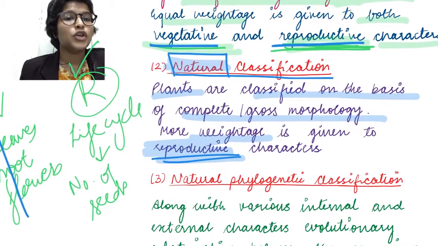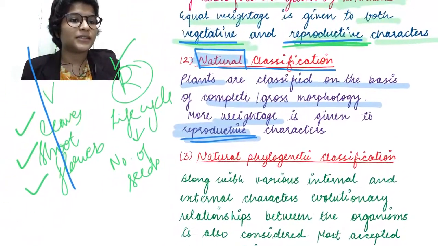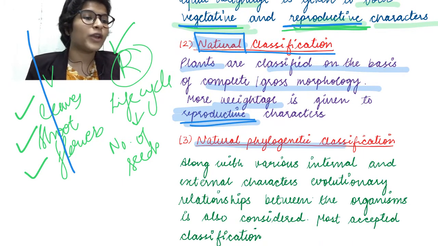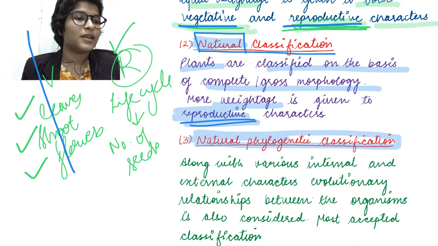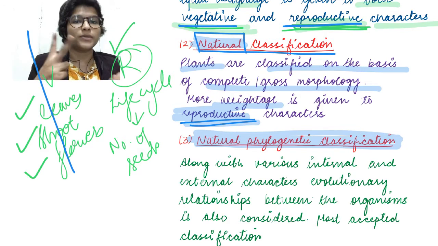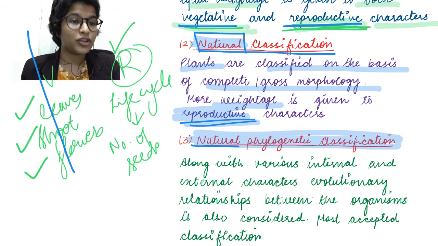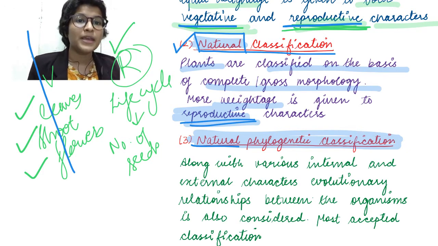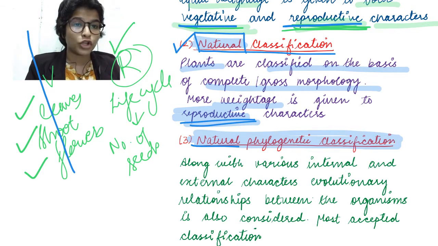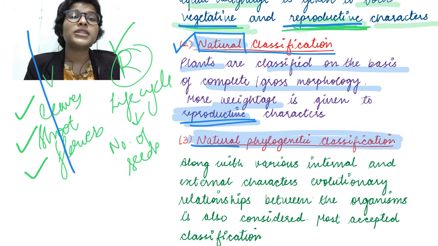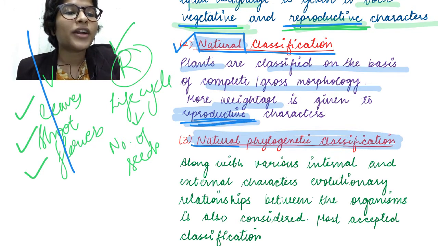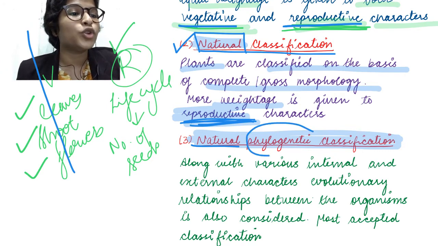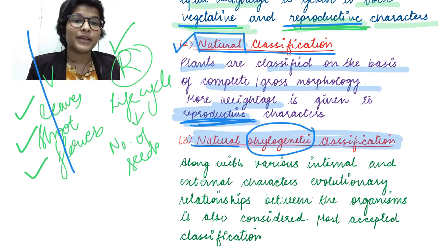Okay. So, going on to the next type of classification system, that is the natural phylogenetic classification system. Now, this has two terms. First is natural, therefore it is very similar to the natural classification system, in which the entire gross morphology is considered and more weightage is given to reproductive characters. And it also has the second word, that is phylogenetic. Now what does this mean?